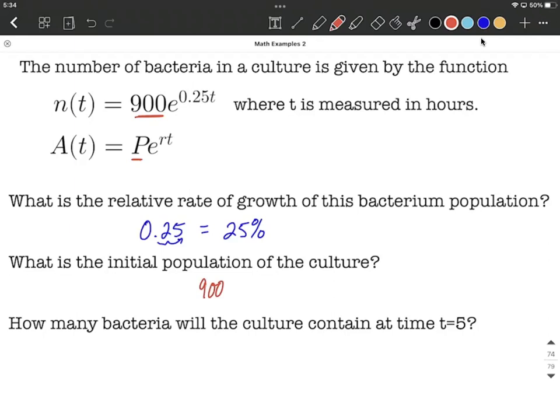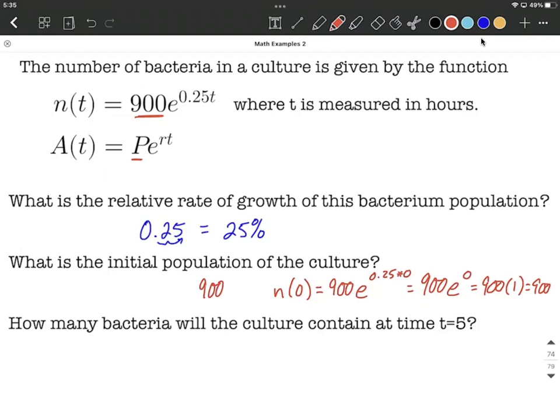Another way you get this, if you're not as comfortable just yet, is we could evaluate our function N of 0 hours into this. So that would be 900 times e raised to the 0.25 multiplied by 0 up in the exponent. Now our new exponent as we work this down is going to be 900 e to the 0 power, and anything to the 0 power is equal to 1, so this is really 900 times 1, which is a much longer way to get to 900 than just identifying, oh, it's the number out in front that's being multiplied by the e to the power, but you can get there the same way either direction.